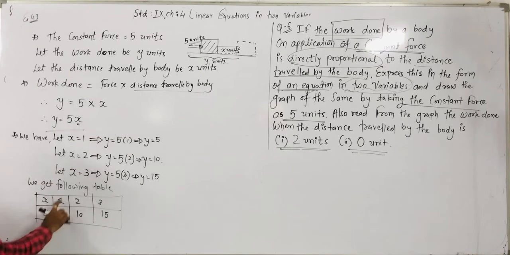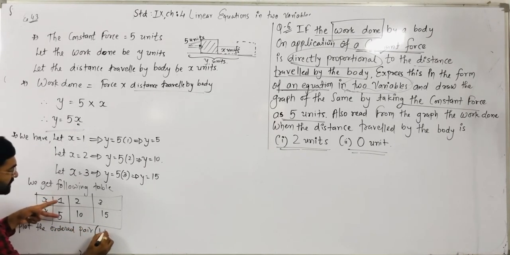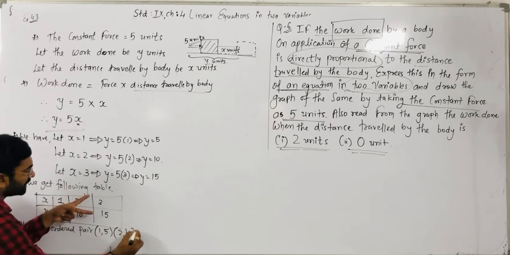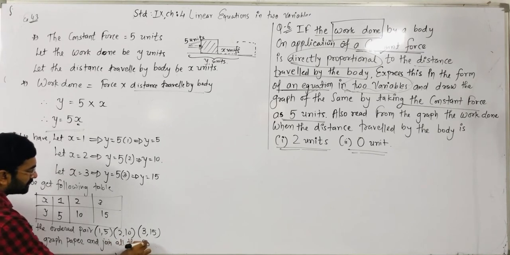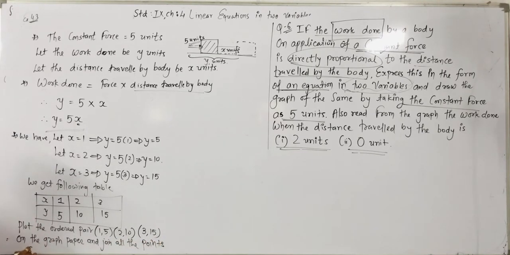Now we have to plot the ordered pairs. This is our pair, right? So plot the ordered pairs. Which pairs? First pair is (1, 5), second pair is (2, 10), third pair is (3, 15) on the graph paper, and join all the points, so we get a straight line. We get the required straight line.